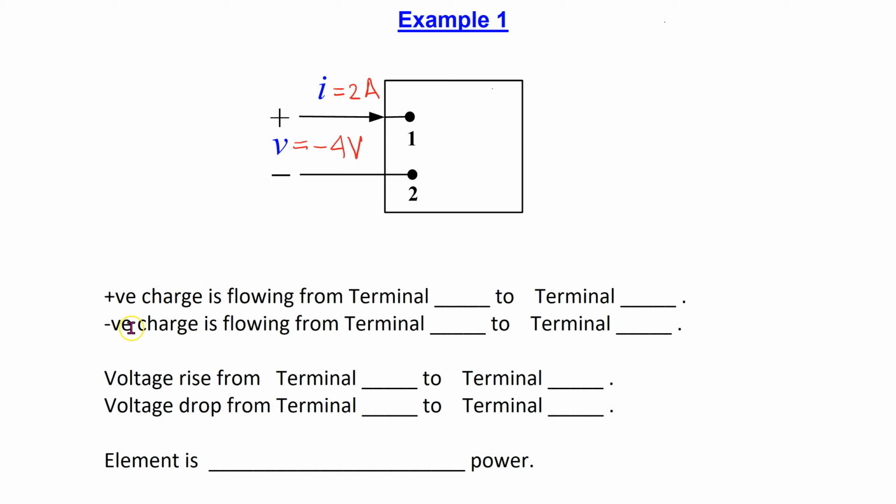Thus, in this case, positive charge is flowing from terminal 1 to terminal 2. Since the direction of electronic current is opposite to the direction of the conventional current, we can see that in this case, negative charge is flowing from terminal 2 to terminal 1.